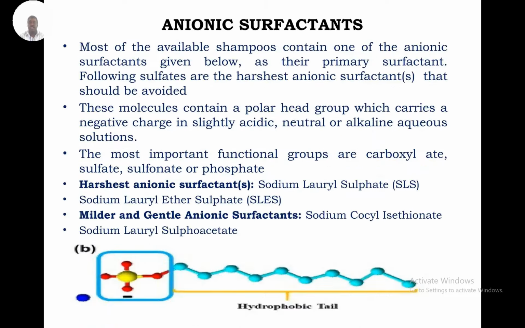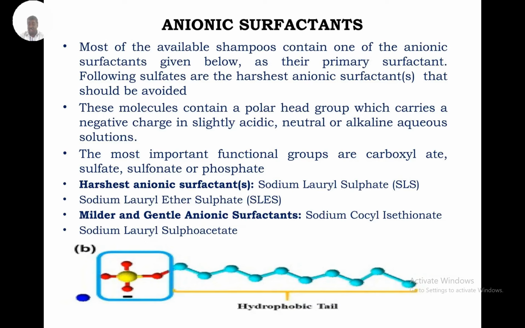Next is anionic surfactants. Anionic surfactants are present in almost all shampoos, which contain one of the anionic surfactants given below. And they are the primary surfactants. So in the majority of shampoos, anionic surfactants are the primary surfactants. This molecule contains a polar head group which carries a negative charge, in slightly acidic, neutral, or alkaline aqueous solution. The most important functional groups are carboxylate, sulfonate, sulfate or phosphate.